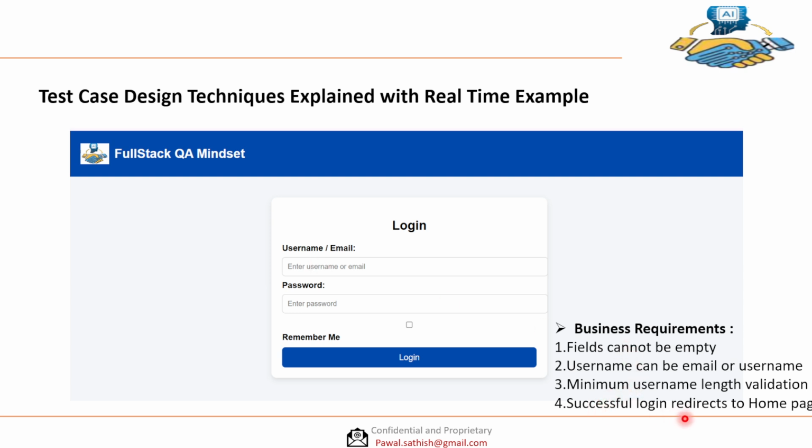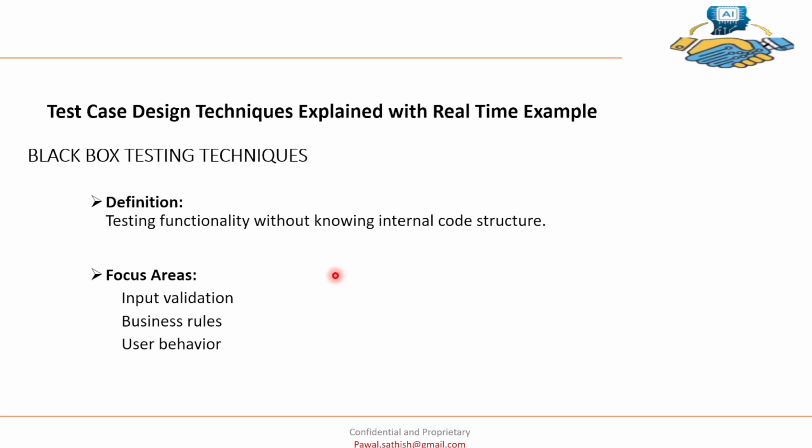Then successful login redirects to the home page. So when the user enters a valid username, valid password, and clicks on login, the business requirement is that it will display the home screen. So we'll consider these business requirements and we'll design test cases as part of the login feature. We'll start with black box testing techniques. Black box testing is about functionality, without knowing the internal code structure. So we are verifying the functionality only, or the expected behavior, without knowing the internal code structure.